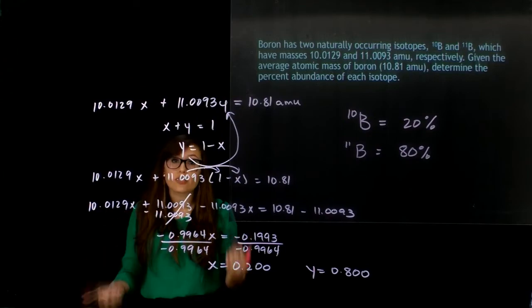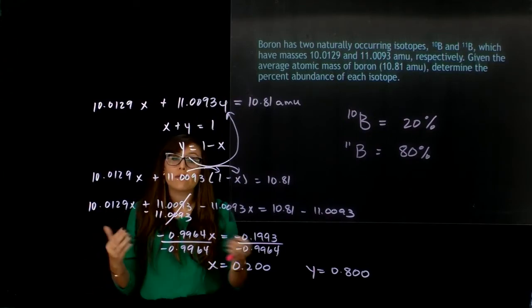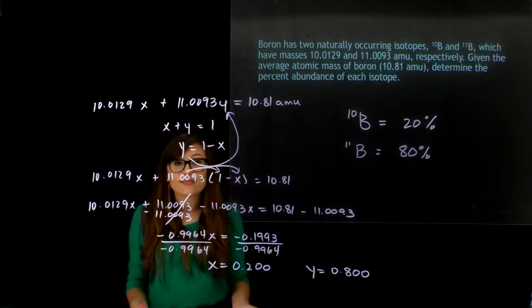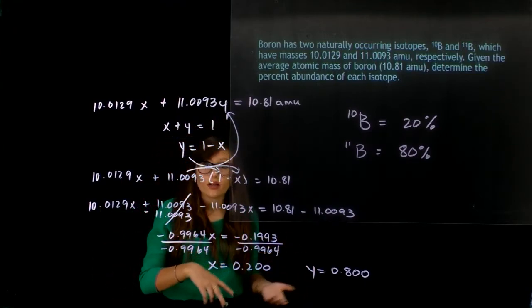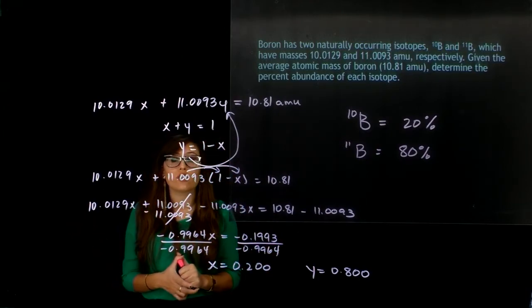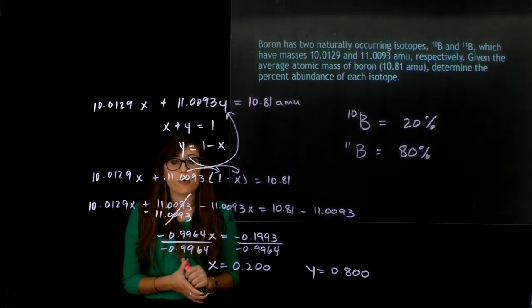It is important to understand how we were able to set up these equations, because if we know x plus y has to be equal to either 100% or in the fraction form 1, we can easily rearrange the equation and solve for a single variable by using a system of equations.